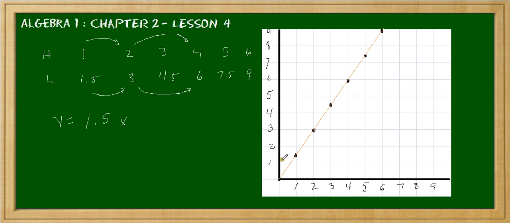Okay, so for example, we see that if x is equal to 0, then y is equal to 1.5 times 0, which is equal to 0, which is why we have the coordinate point here, 0, 0. We're at the origin. This means that the point 0, 0 is part of the graph. The line intersects the axis at the origin.